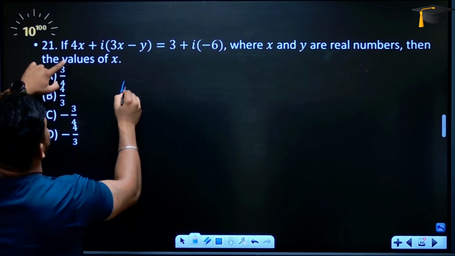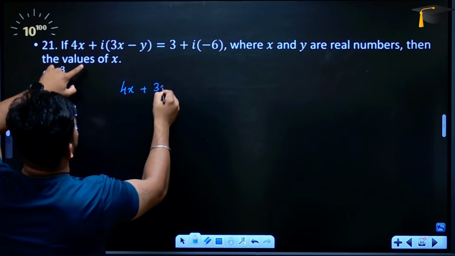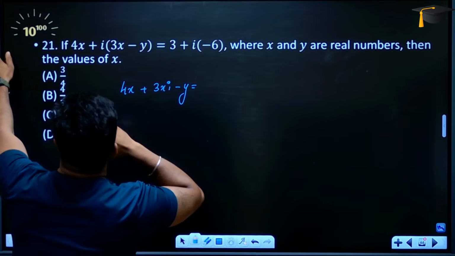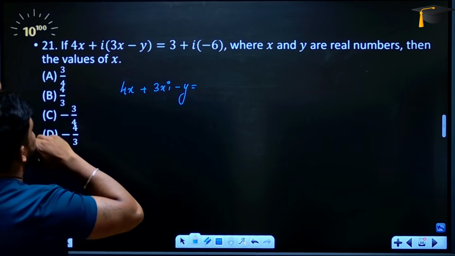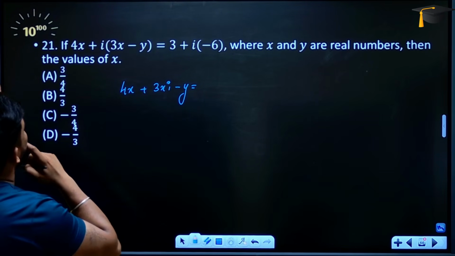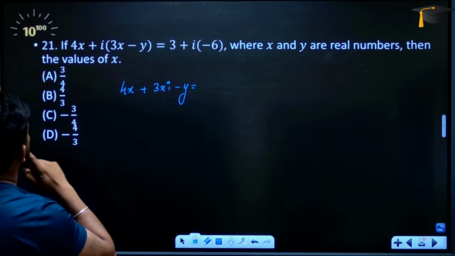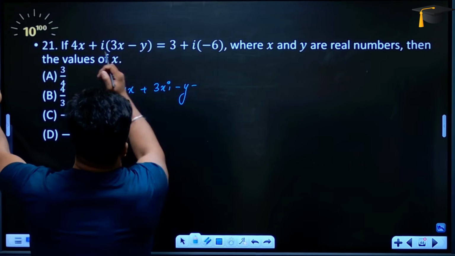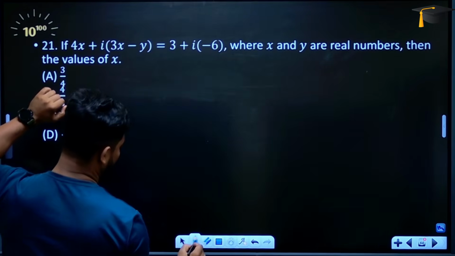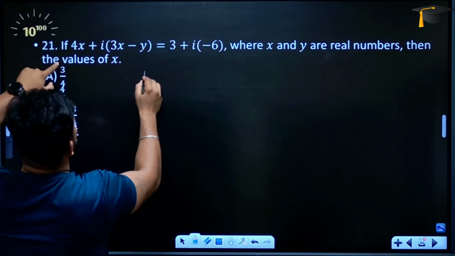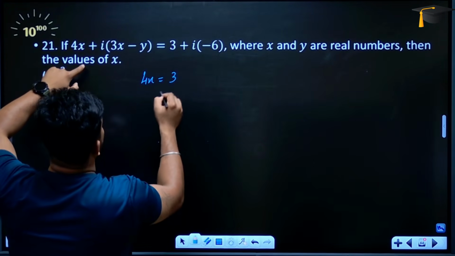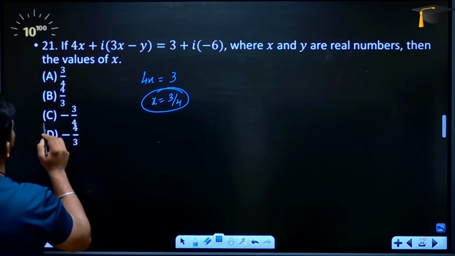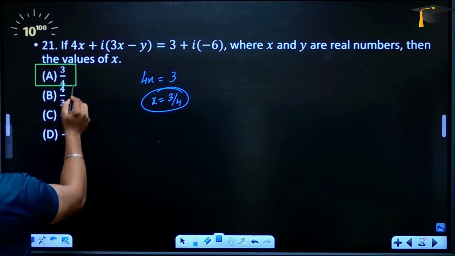So 4x plus 3xi minus y is equal to... x and y are real numbers, right? Okay, no need to multiply anything, I feel. Okay, listen. What you do is just equate real part and real part. So here the real part is 4x, here the real part is 3. So x is equal to what? 3/4, right? Simple. So just go with this. So option A, 3/4 is the right answer.